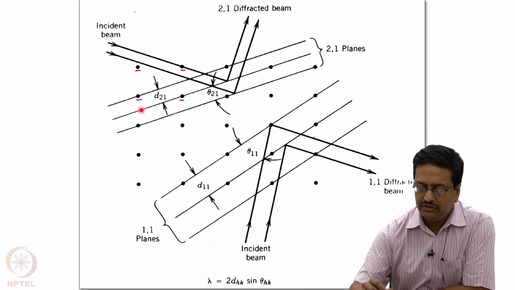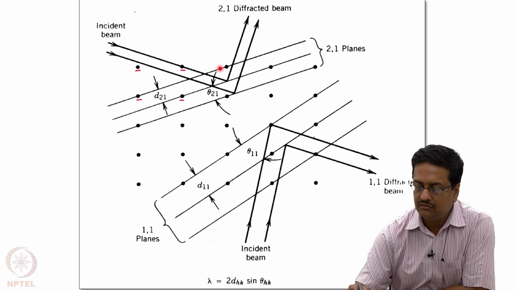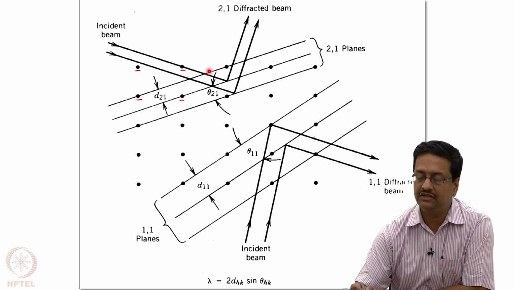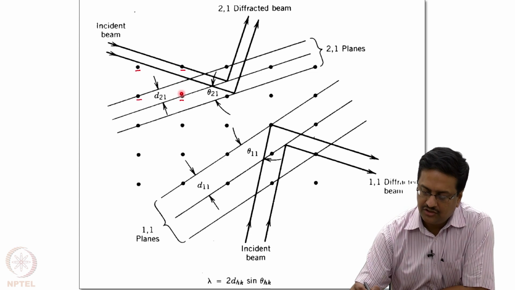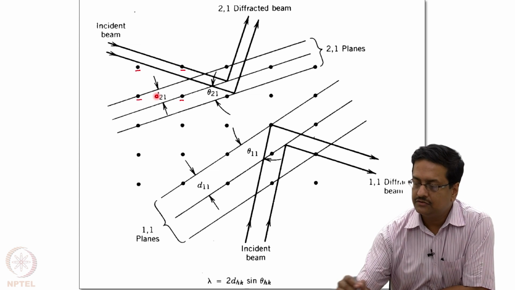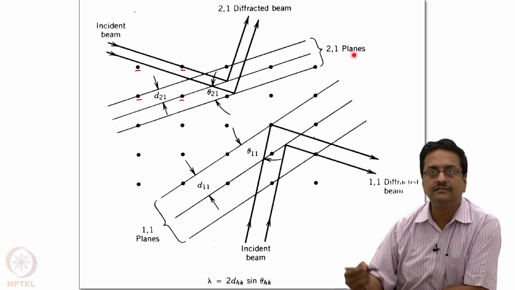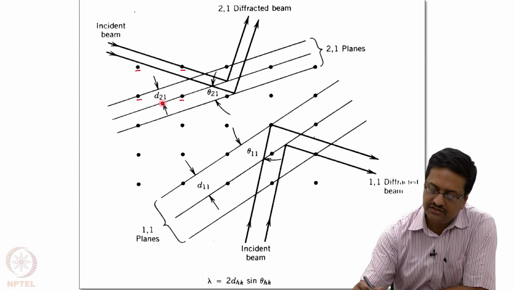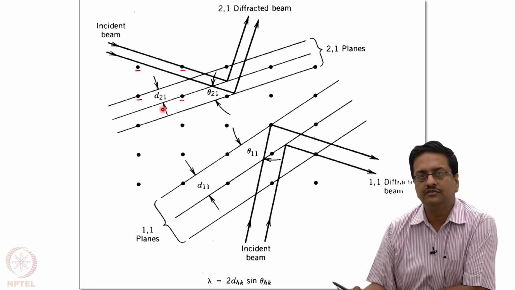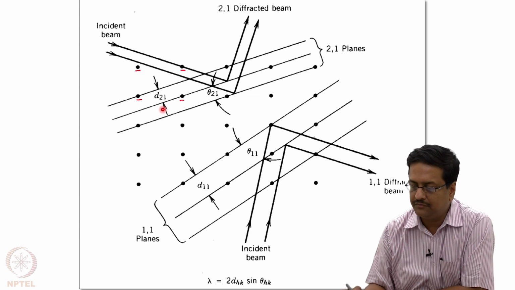Similarly, if we construct the set of 2, 1 planes, which means it connects the corner of one unit cell to the corner of the other unit cell, passing through the midpoint in the other direction. So this 2, 1 set of planes having a distance d21 will also meet the condition for Bragg's reflection.